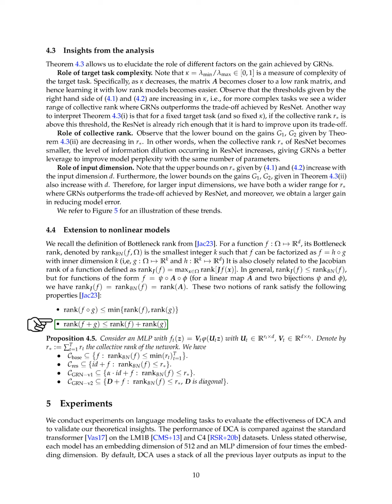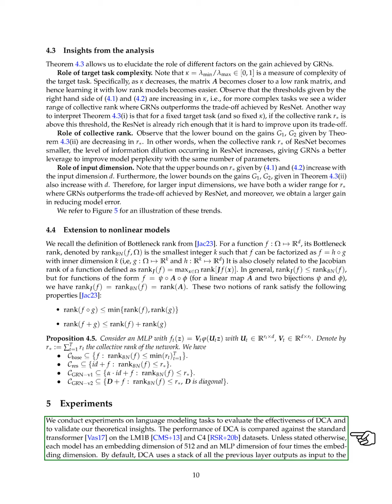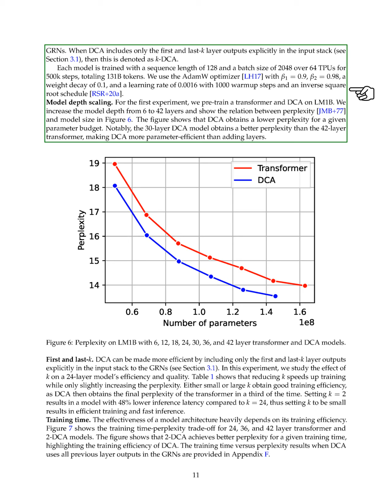Section: Experiments. In this section, we conduct experiments on language modeling tasks to assess the effectiveness of DCA and confirm our theoretical insights. We compare DCA's performance against the standard transformer on the LM1B and C4 datasets. Each model has an embedding dimension of 512 and an MLP dimension that is 4 times the embedding dimension. By default, DCA uses outputs from all previous layers as input to the GRNs. When we only include the first and last K-layer outputs in the input stack, we refer to this as KDCA.